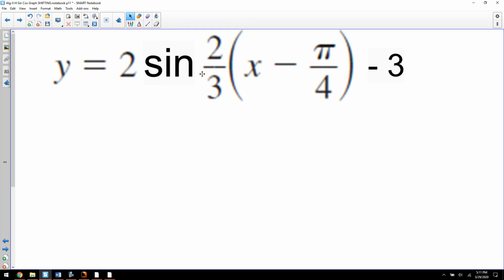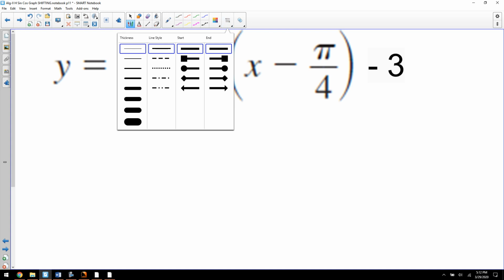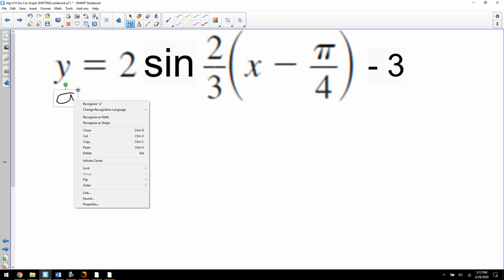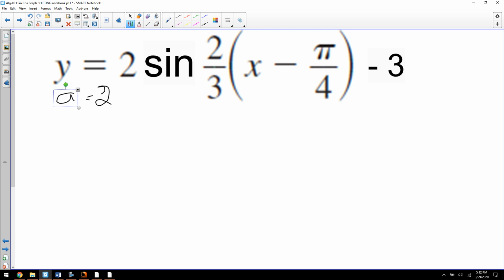In this case here, we've got 2 sine of (2/3 x minus pi over 4), all subtract 3. Just like in the past, we always start by writing out what our a value is, and here our a value is 2. Our b value is the 2/3. Our h value is the pi over 4. Remember, it's x minus h, so this is the h value. And our k value is -3.